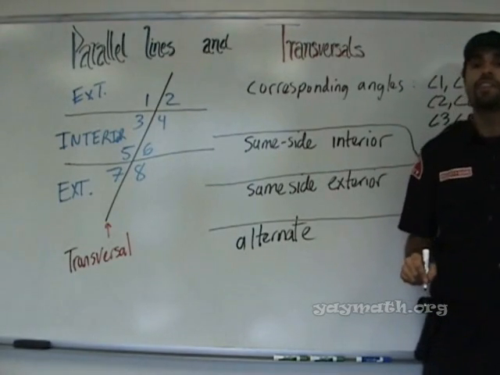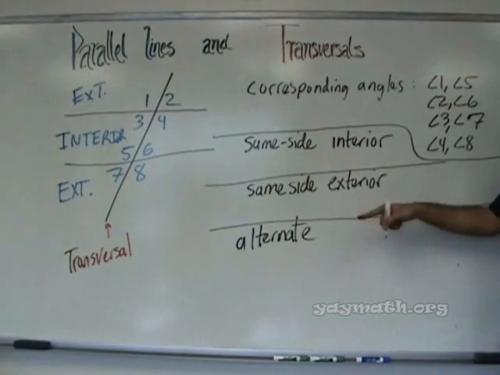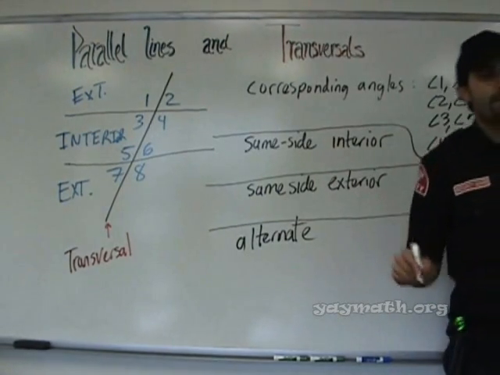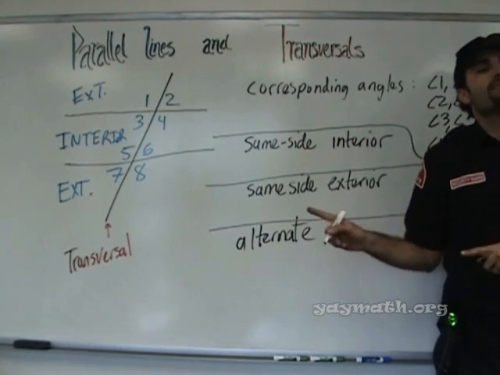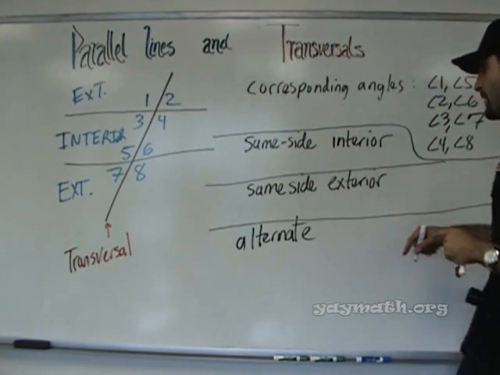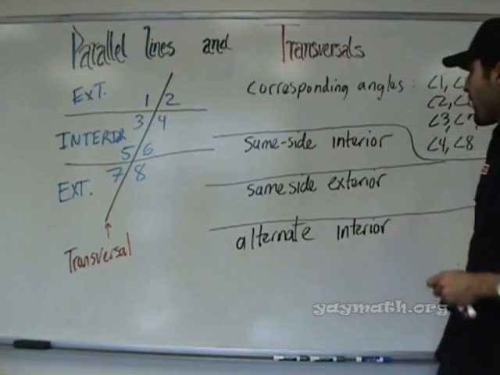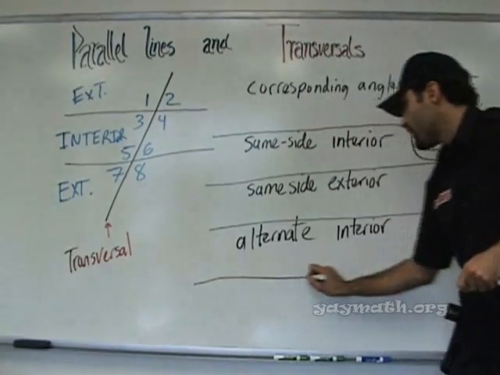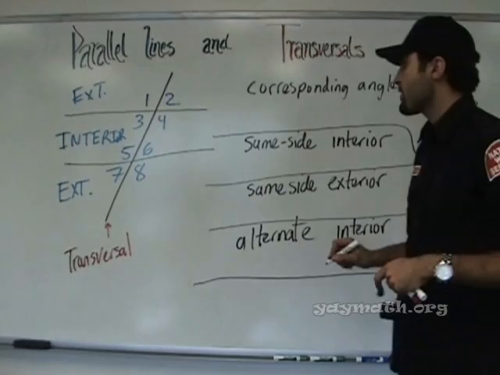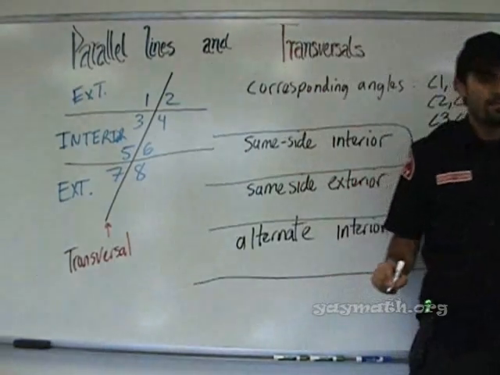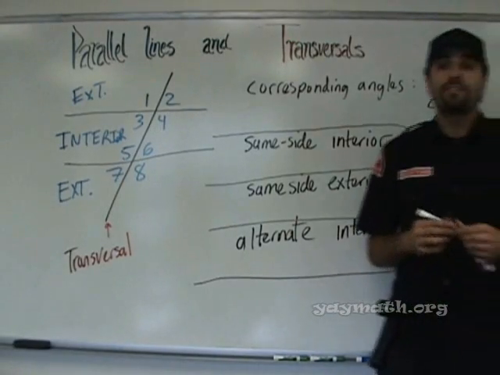We could say alternate interior. Sure, it's good. What if one of them is on the interior and one of them is on the exterior? Then they would not fit this description. Right on. So we have alternate interior. One more. Alternate exterior. Very nice. Can you give an example of just alternate? Can anyone give an example of alternate?